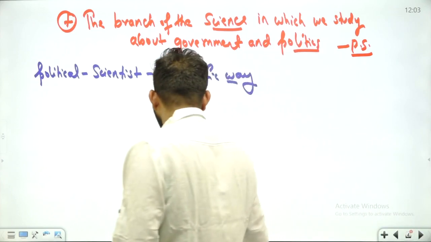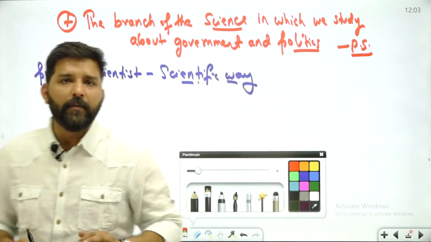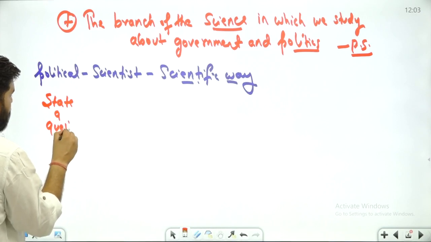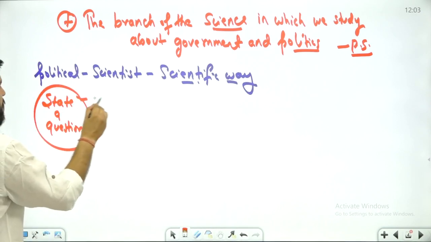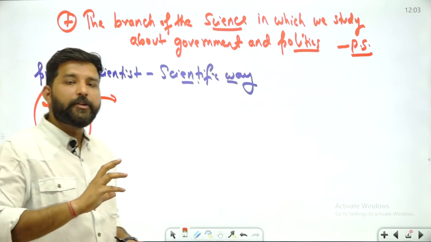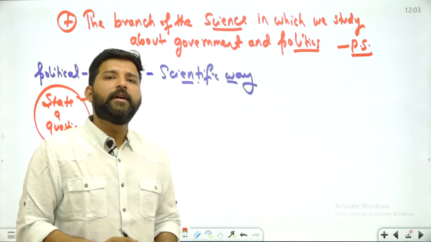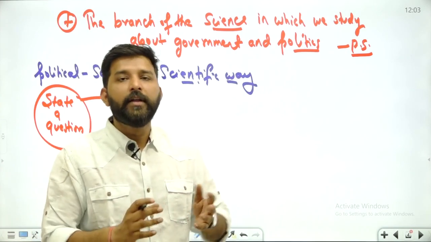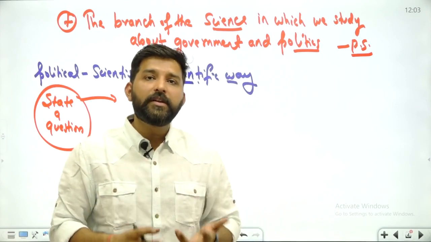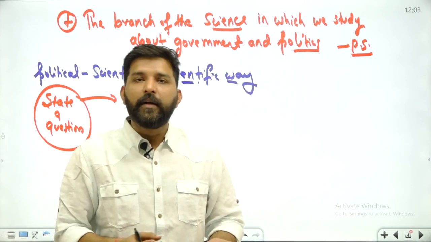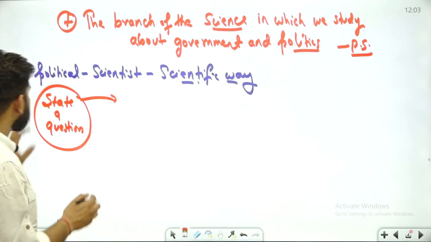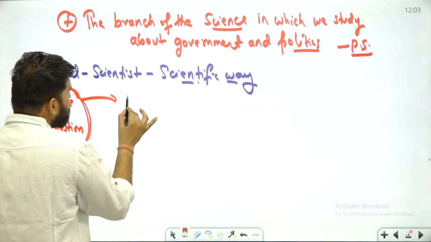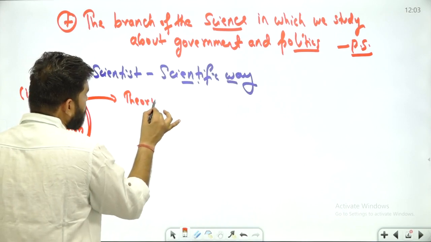For example, what can be the question? First of all, they will state a question. After stating the question, the political scientist will develop a theory regarding that particular question. For example, the question can be, what is democracy? Is democracy suitable for the society or the nation or not? Or the question can be, why is discrimination prevalent in the society? There are many questions which we can include in political science. First step is that they will state a question, then they will develop a theory regarding that particular question.